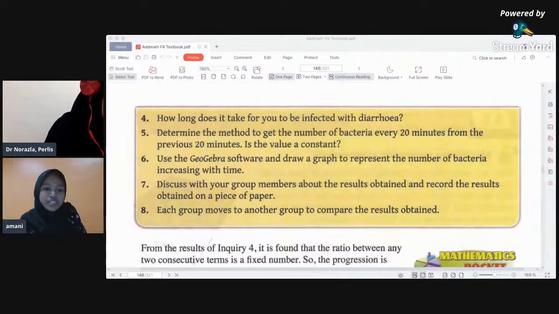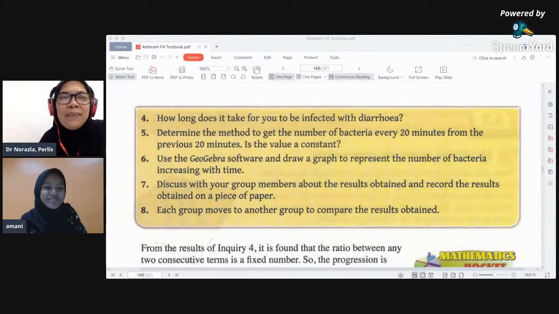Number 6, 7 and 8, Madam, I did not prepare because they use the GeoGebra software to draw a graph. Never mind. Okay, yes. Explain the others.